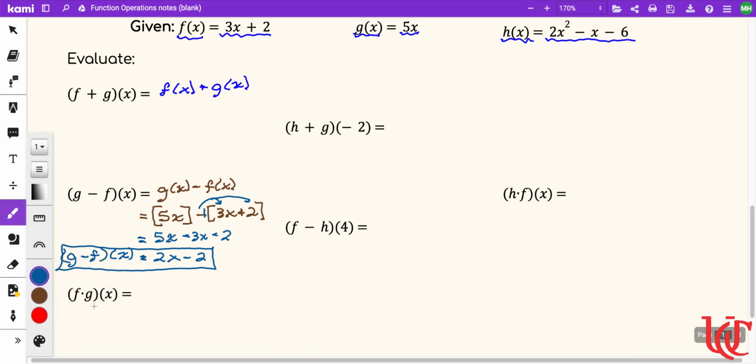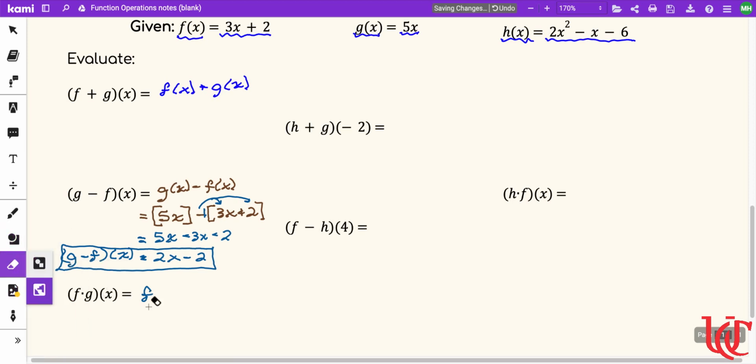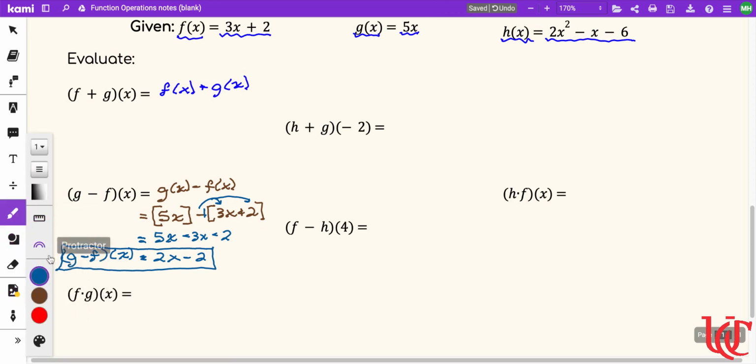So we're going to do f times g of x. I'm going to do it in red. I just have to make sure I'm patient enough to get red to show up. All right, so f of x times g of x. And you don't have to put that times mark. I'm just putting it there to make sure that it's there.